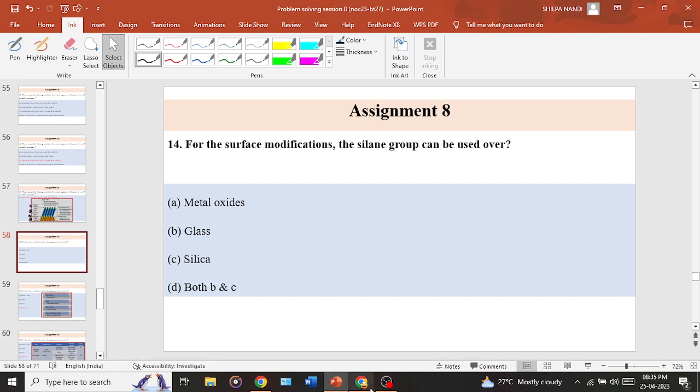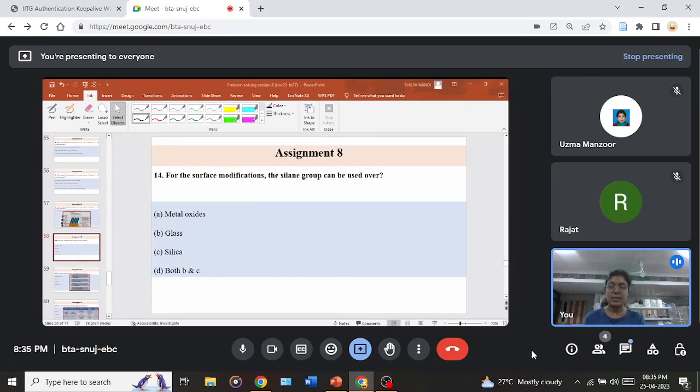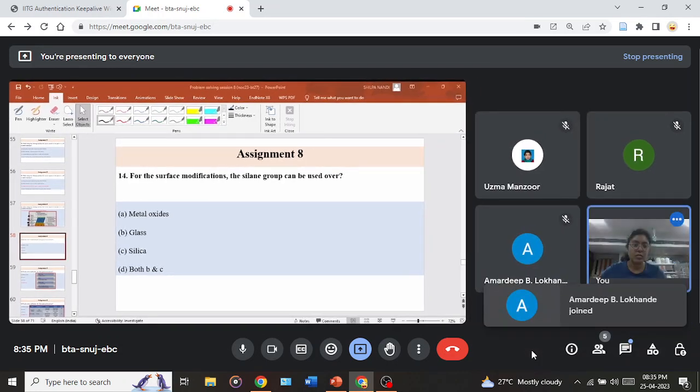Okay, as Uzma said, option D, that is both B and C. Yes, you are correct. So, can you tell me if the substrate is metal oxide, what kind of groups can be used? Does anyone have any idea?